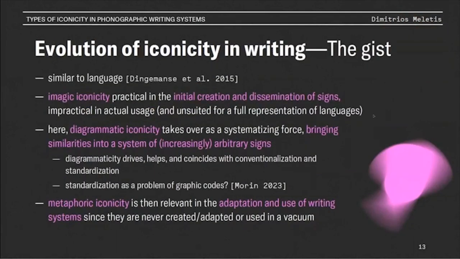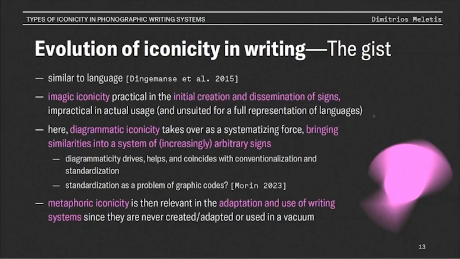And with that, I already want to get to sort of a conclusion and the gist. And with that, I want to turn explicitly to the evolution of writing and iconicity in writing. And some parts of that are similar to what has been claimed for language in general. That imagic iconicity is practical in the initial creation and dissemination of signs.